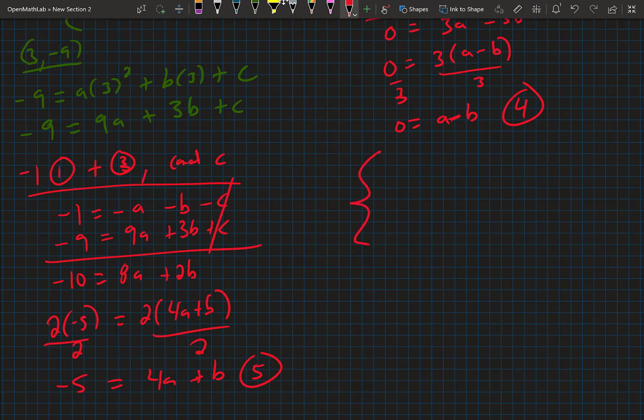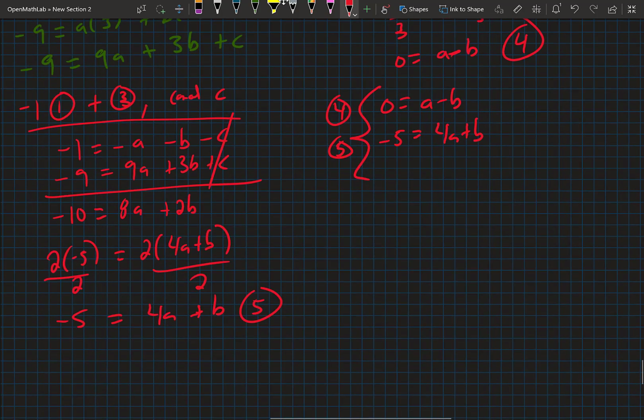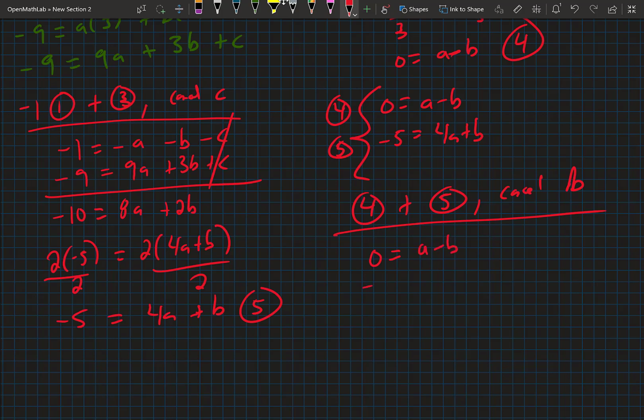So then what we do is we make a new system with equation 4 and 5. And then we want to eliminate a variable again, right? But notice if I take equation 4, add it to equation 5, I'm going to cancel out b, right? So in other words, I'm going to get a by itself. So we would have 0 equals a minus b plus negative 5 equals 4a plus b. So the b's cancel. I get 5a on the right side and negative 5 on the left. Divide both sides by 5, and we get a equals negative 1.